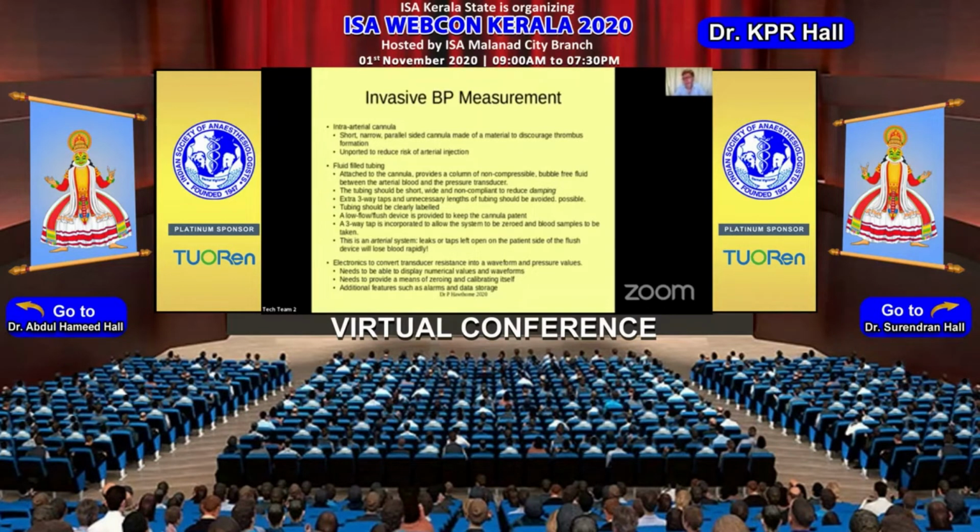Thrombus formation is, of course, less likely in an arterial system than it is in venous, but nevertheless, it's still possible. It should preferably not have a port on it to reduce the risk of arterial injection, which is always there because we have taps, but at least if there's no port, it's not as tempting to inject something into the artery.